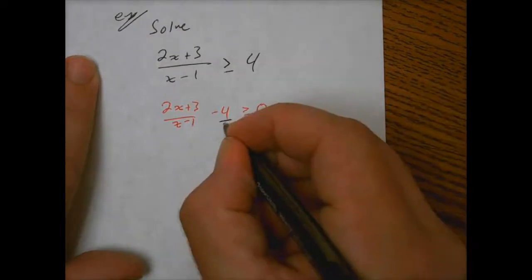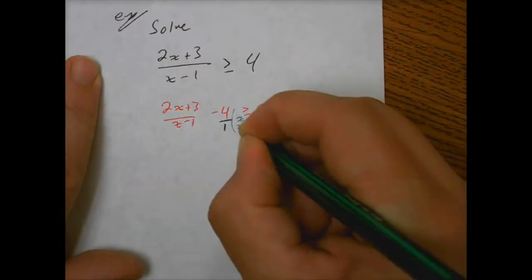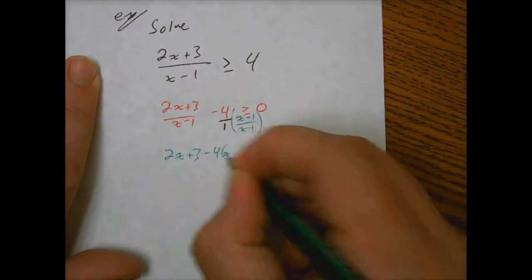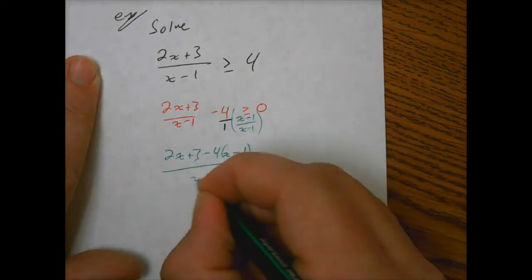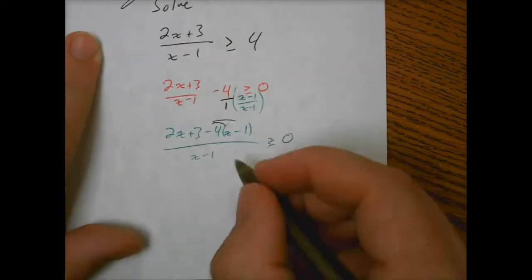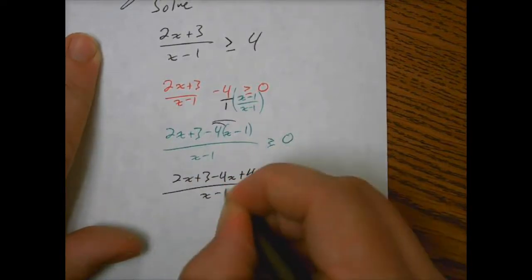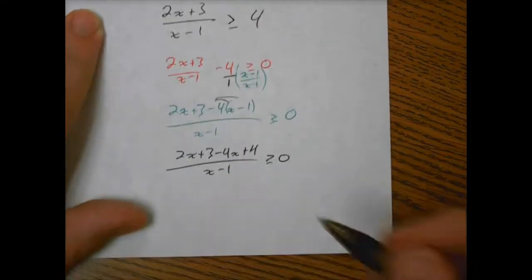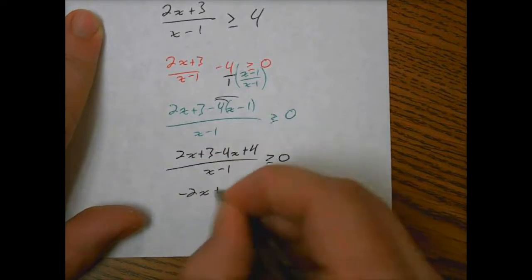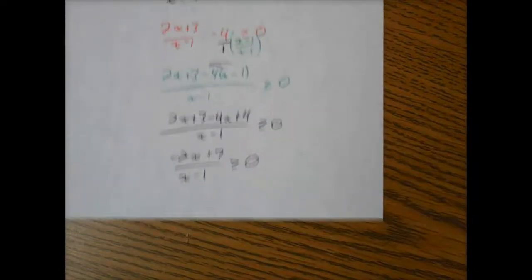But what we can do is, remember, from algebra 2, that's like 4 over 1. And we can get a common denominator by multiplying this fraction by x minus 1 over x minus 1. So we'd have 2x plus 3 minus 4 times x minus 1 over x minus 1, greater than or equal to 0. Then you can distribute the negative 4 throughout your x minus 1. So you have 2x plus 3 minus 4x plus 4 all over x minus 1 greater than or equal to 0. Keep solving. So we have negative 2x plus 7 over x minus 1 greater than or equal to 0. Hey, we finally got something that we can work with.